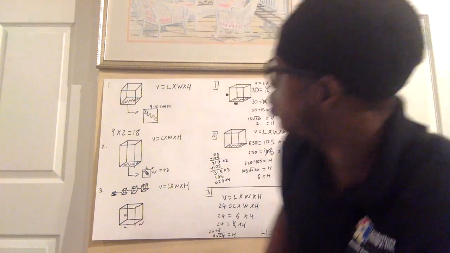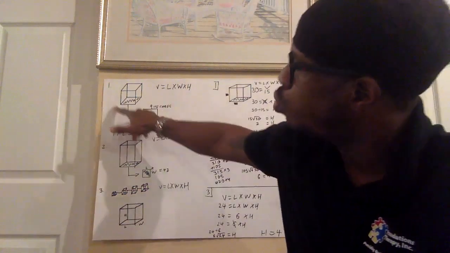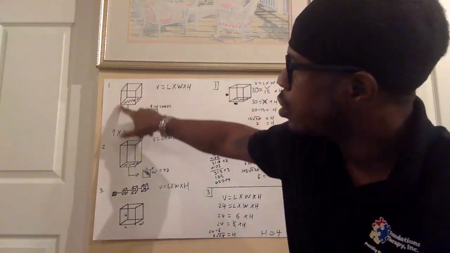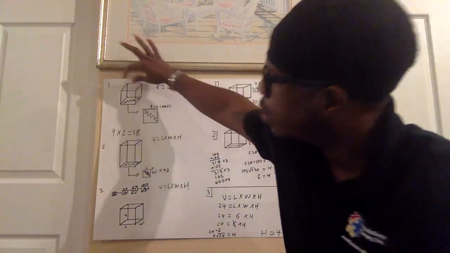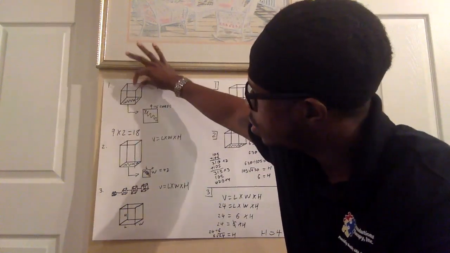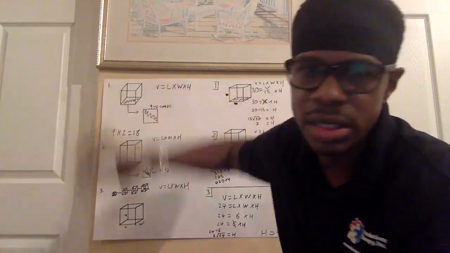So the first thing we need to know: each ice cube has a volume of 1 cubic meter, and they are packed in a trailer shaped like a rectangular prism. So if we go here, this would be your trailer. That's going to be our rectangular prism. And we know that it has cubes of ice in it.